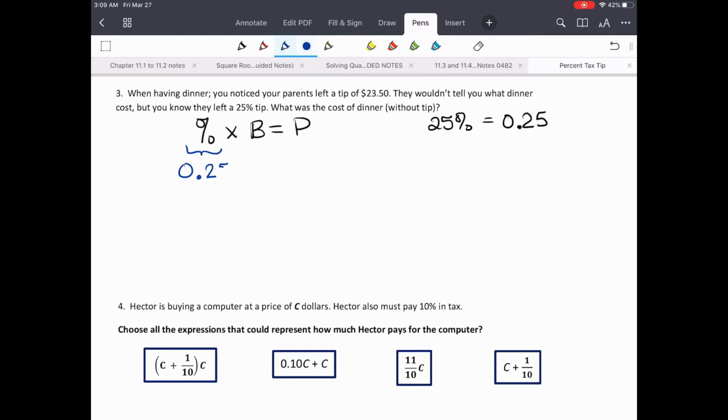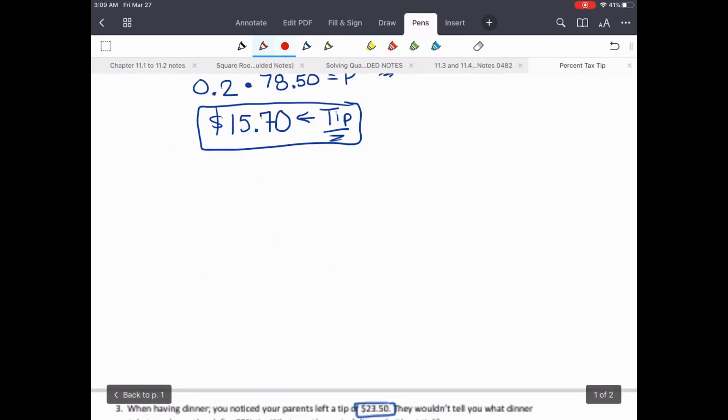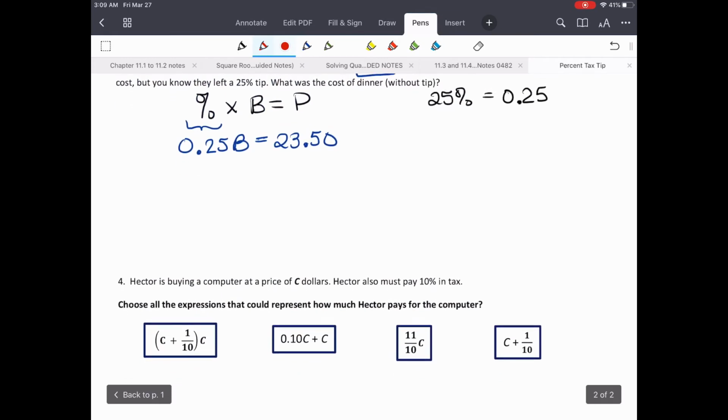So you're going to do 0.25. Now this time around, let's look at what $23.50 is. What does that seem like? Well, that's obviously the tip, but that's not the base. The base, we don't know what it is, so I'm just going to leave that as B. And the tip is the part, $23.50. So I have to solve this using inverse operations, which, as you know, when you solve these kinds of problems, you're always going to divide by the number that's attached to the variable. So we're going to divide both sides by 25 hundredths.